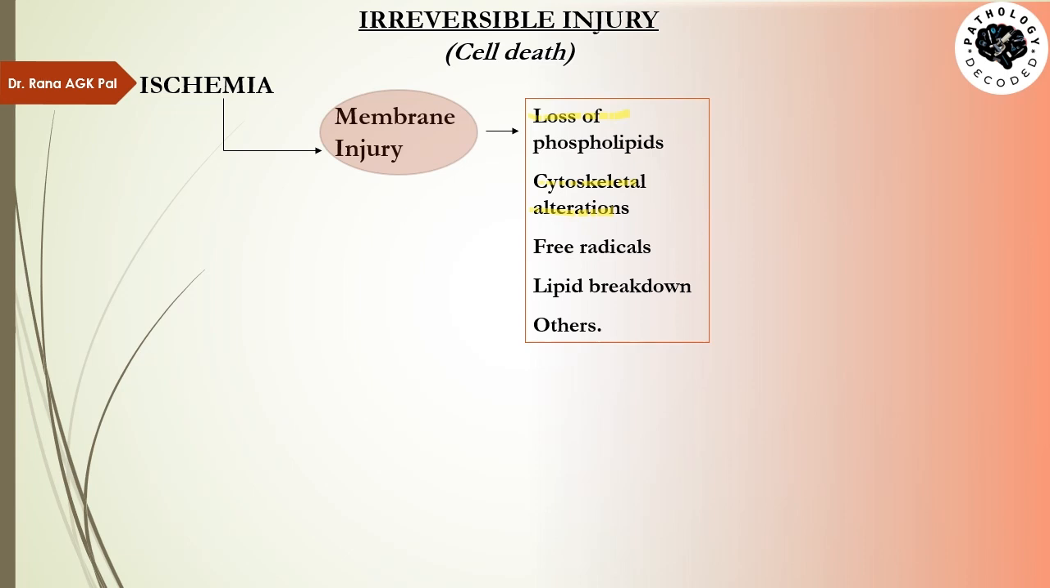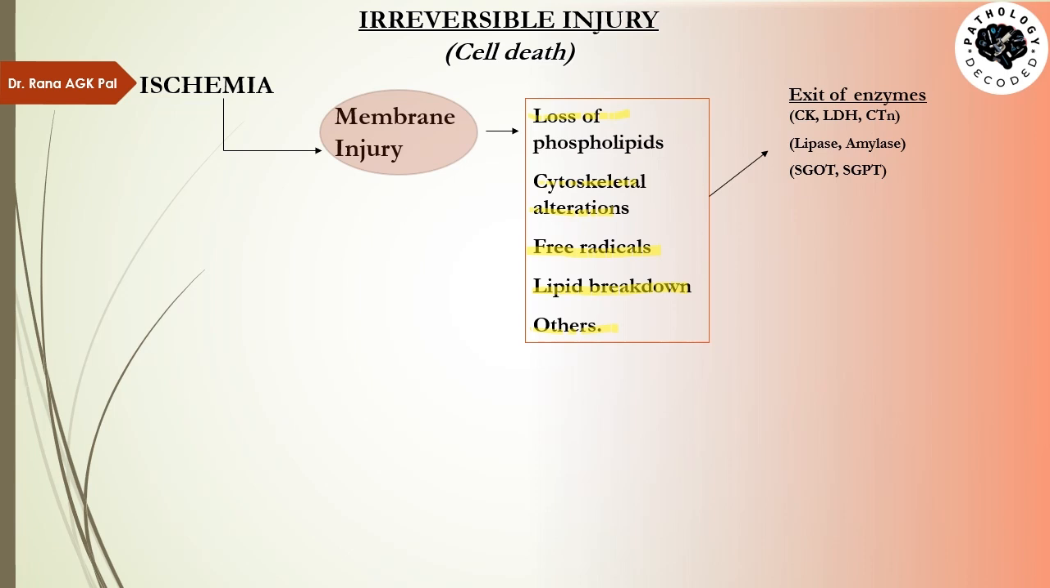Then there will be generation of free radicals and lipid breakdown and other things occurring inside the cell. Now due to this damage to the membrane, the enzymes which are present in the cells will start escaping into the blood. So depending upon which cell is being injured, we can measure the level of these enzymes in the blood, and we can say that this particular tissue or cell of the body is getting injured.